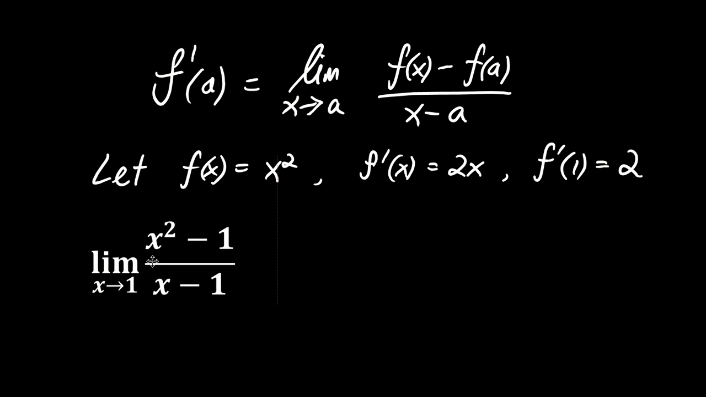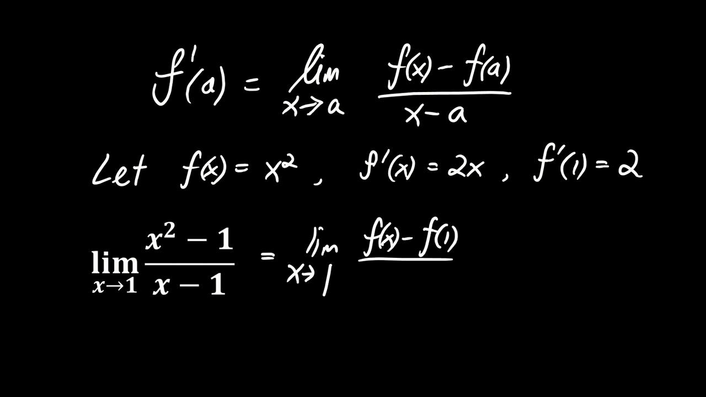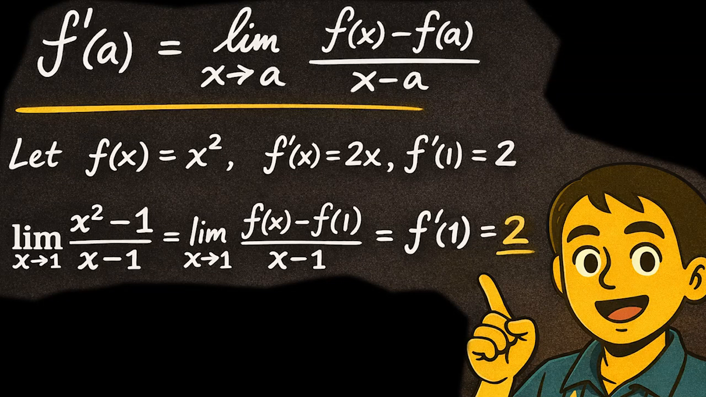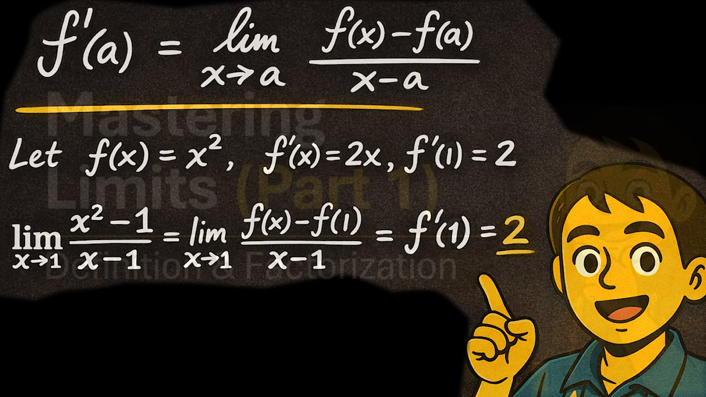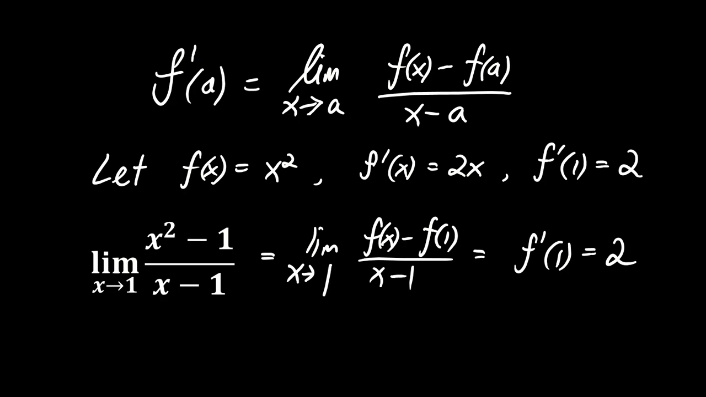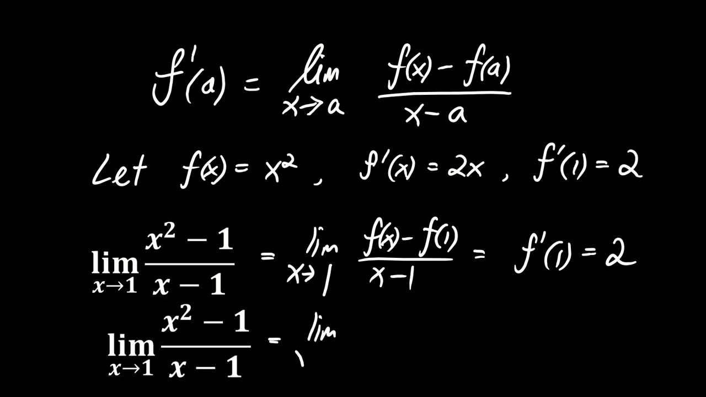So for this limit, it just equals the limit as x goes to 1 of f(x) minus f(1) over x minus 1. So this is f prime 1, and the answer is 2. So we can get the limit by using the definition. How about using the technique of factorization? Well, we can do it in this way, and it is very simple.